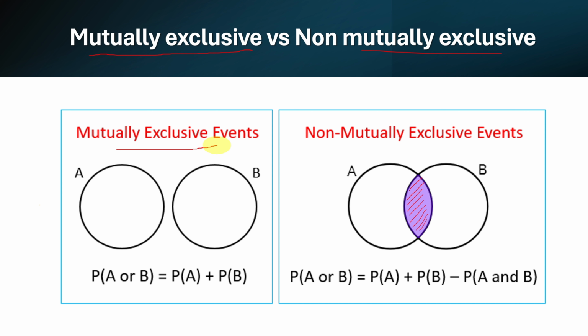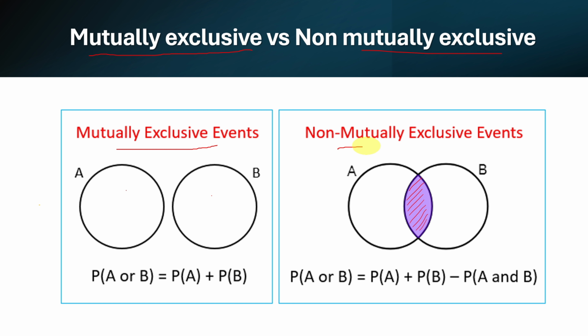Mutually exclusive events are those in which one event is not dependent on the second event. If one event's answer or figures change, or anything related to it changes, it won't make any difference to the second event. That's a basic, simple definition of mutually exclusive events. The formula for that is probability of A or B equals probability of A plus probability of B.